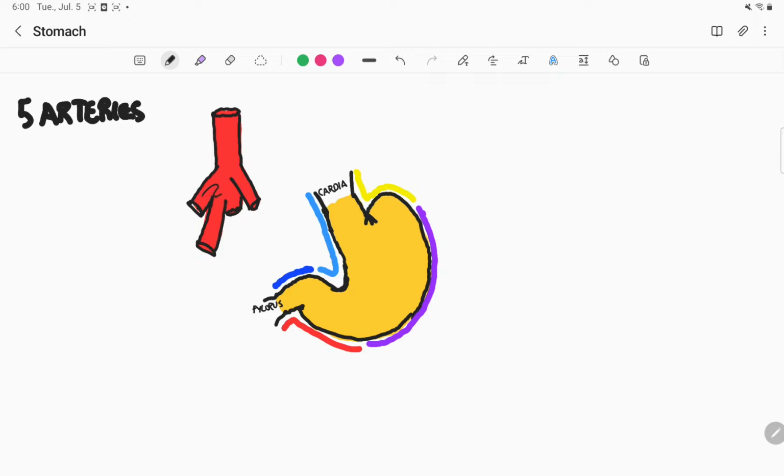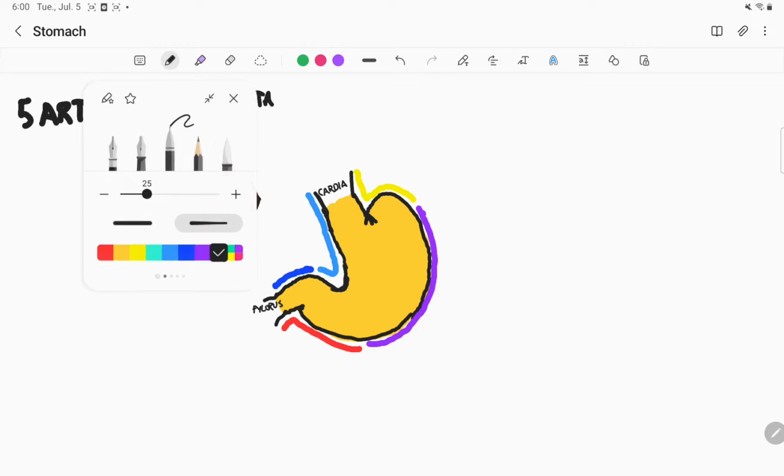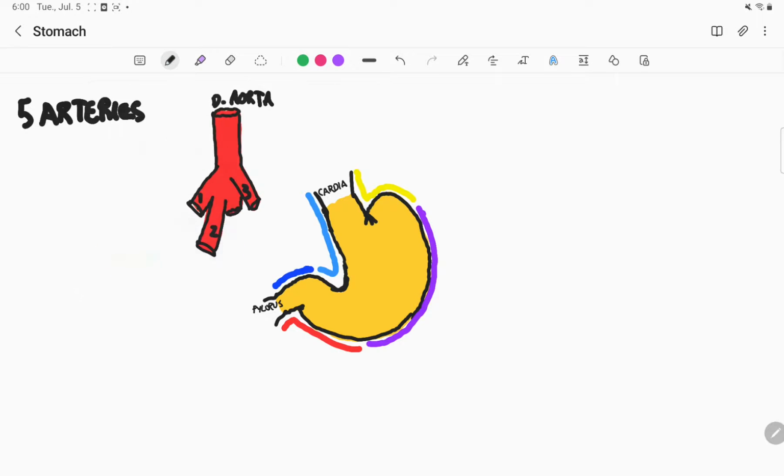So we have 3 different branches coming off of the descending aorta when we hit the level of the celiac artery. Branch number 1 is our left gastric artery. Just put an A. That's going to supply the cardia and part of the lesser omentum of the stomach.